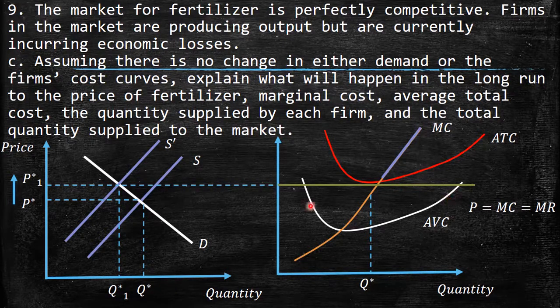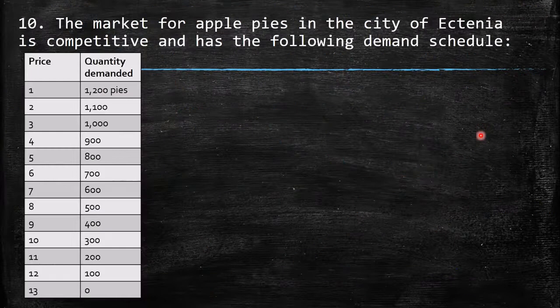And please avoid this average variable cost, because remember, in the long run, all the firms face just variable cost, not fixed cost. So average variable cost is exactly the same as the average total cost.